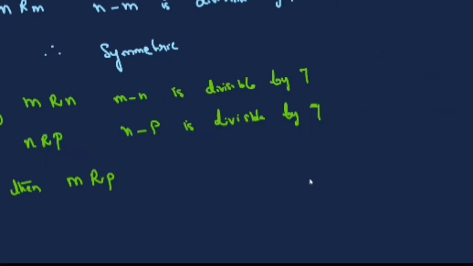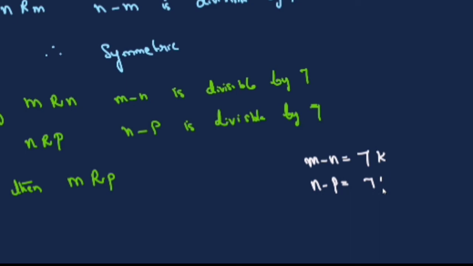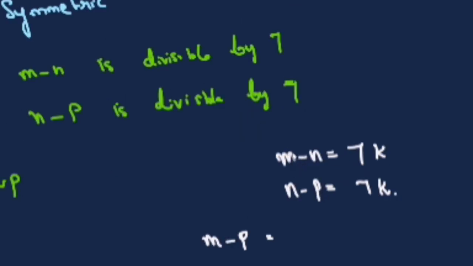See, m minus n is divisible by 7. That means m minus n is a multiple of 7. It can be 14, it can be anything. If I say n minus p is divisible by 7, that means n minus p is a multiple of 7, right? So what about m and p? That means, is m minus p a multiple of 7? That's the question. You can prove from here itself. What is m? 7k plus n, isn't it?